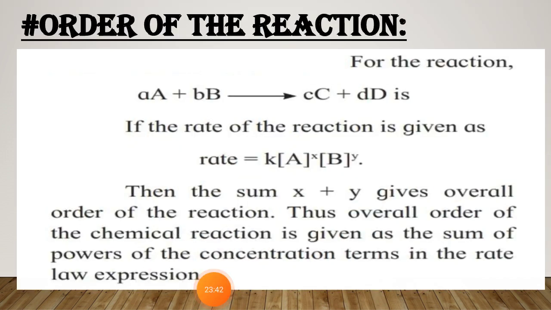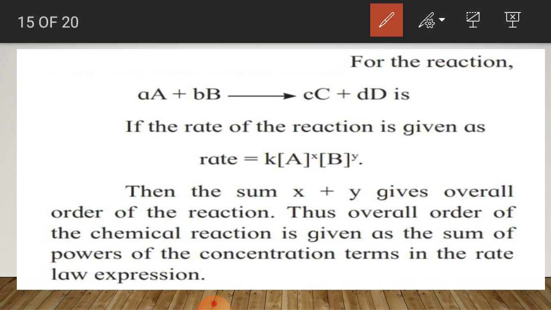We are moving forward towards the order of the reaction. Where the reaction has been given, for the reaction aA plus bB gives cC plus dD, what is the rate of the reaction? We have studied that the rate of the reaction is directly proportional to the concentration of A raised to X, concentration of B raised to Y. The proportionality sign is replaced by is equal to K, where K is your rate constant. So rate is equal to K, concentration of A raised to X, concentration of B raised to Y.